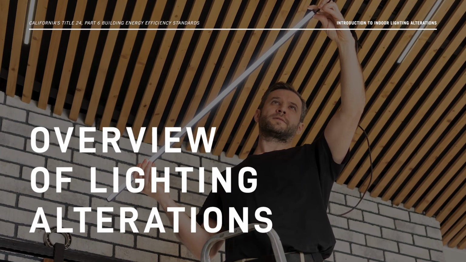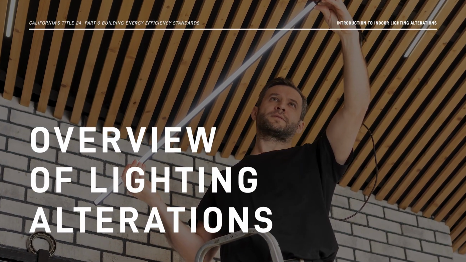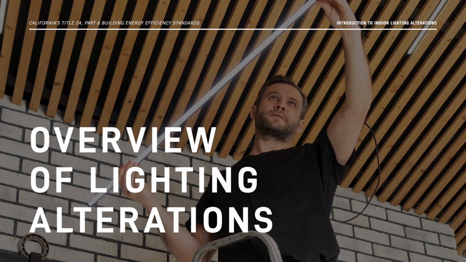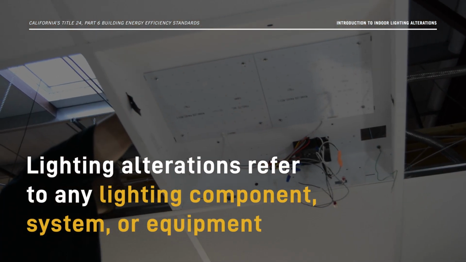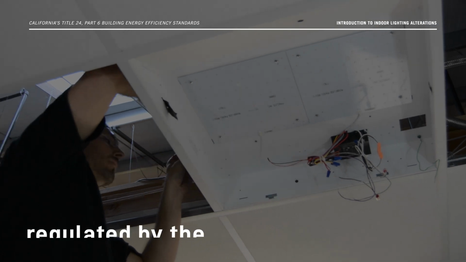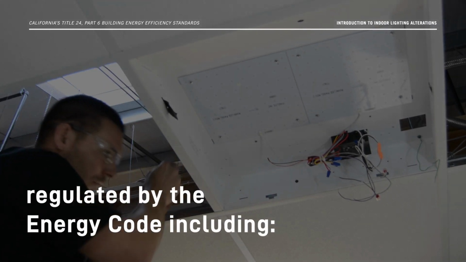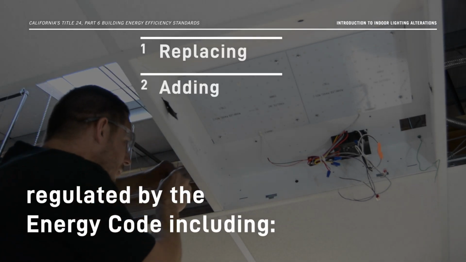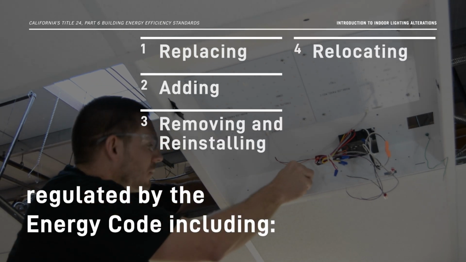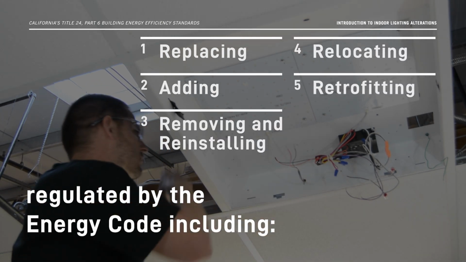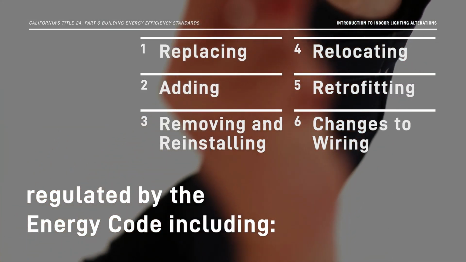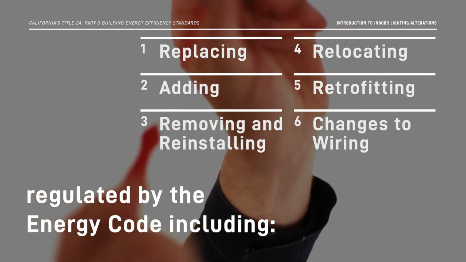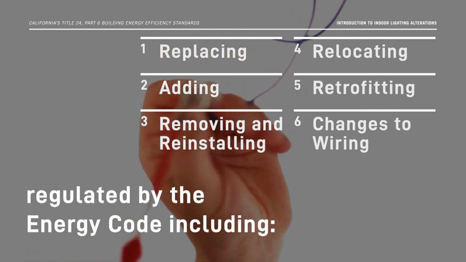Let's define indoor lighting alterations. This refers to any lighting component, system, or equipment regulated by the Energy Code, including replacing, adding, removing and reinstalling, relocating, or retrofitting existing luminaires. It also includes changes to wiring, like connecting luminaires to new switches, relays, or branch circuits.